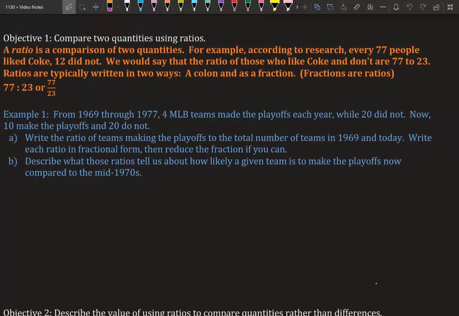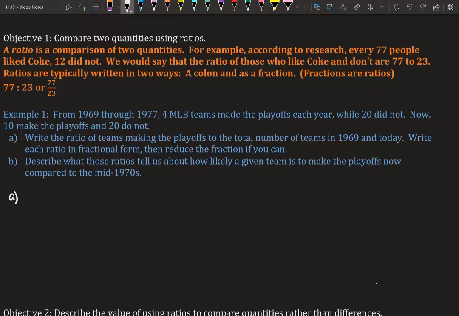From 1969 through 1977, 4 MLB teams made the playoffs each year, while 20 did not. Now 10 make the playoffs and 20 do not. Let's write the ratio of teams making the playoffs to the total number of teams in 1969 and today. We're going to write each ratio in fractional form, then reduce the fraction if we can. Then we're going to describe what those ratios tell us about how likely a given team is to make the playoffs now compared to the mid-1970s.